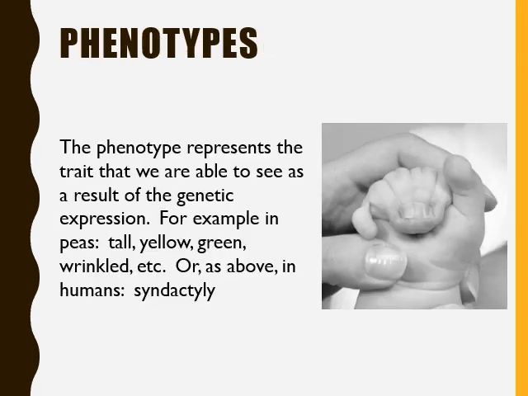When we're studying alleles, what we're ultimately looking at is how the traits are inherited. What we can see is the phenotype. The phenotype is the physical expression of the trait. It's the result of genetic expression. Tall, yellow, green, all of those characters that you see are the phenotype. This phenotype is syndactyly. Syndactyly is fused digits. Polydactyly is a phenotype, an extra digit.